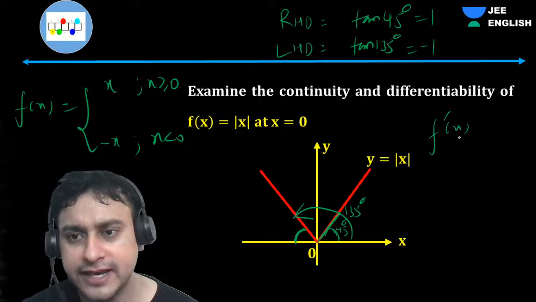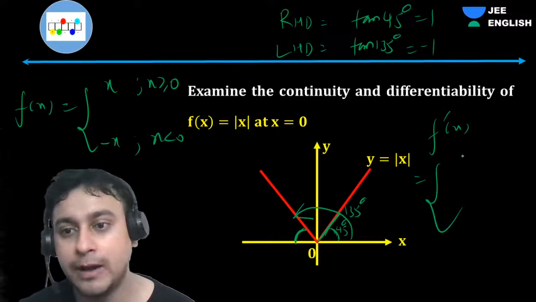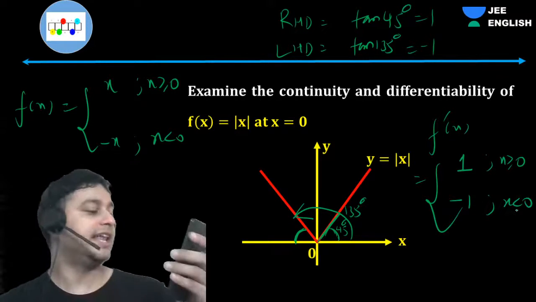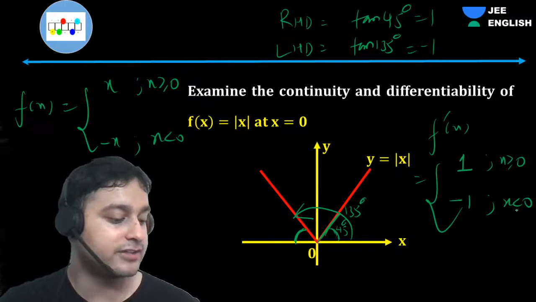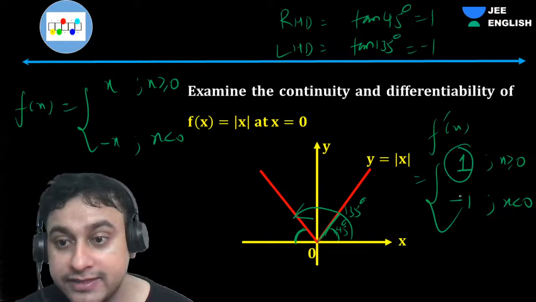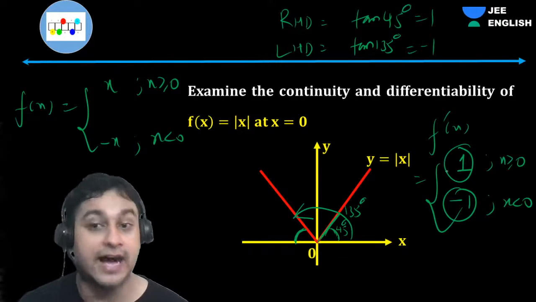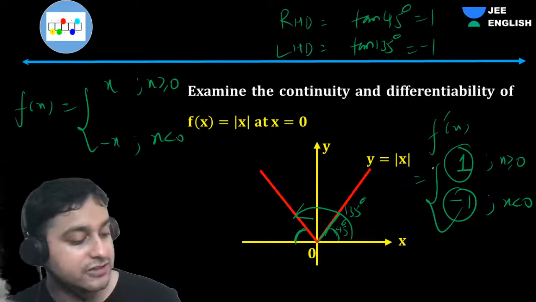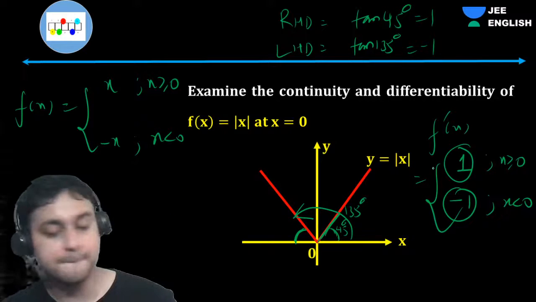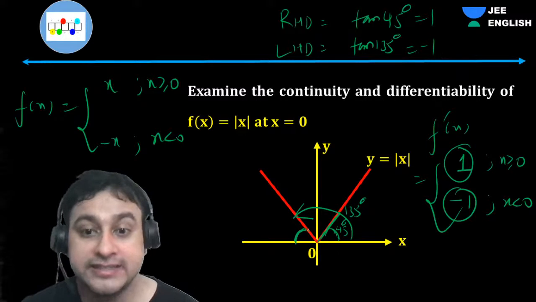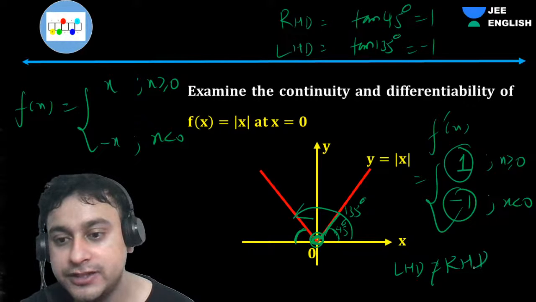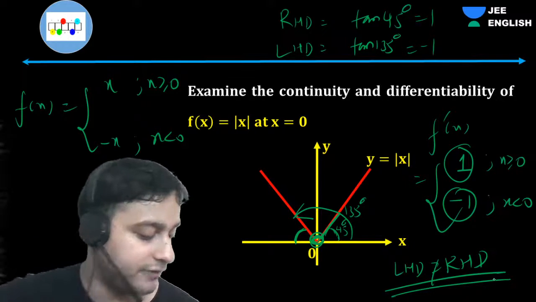So what will be f dash of x, guys? Just differentiate: 1 for x greater than 0 and minus 1 for x less than 0. So see here, guys, how easily we understood that this part is 1 and this part is minus 1. So LHD is minus 1, RHD is 1. Just see that LHD is not equal to RHD. Yes, Sindhuja. Isn't it, guys? Clear? So that is the reason why mod x is non-differentiable. LHD is not equal to RHD. That's why this function is not differentiable.